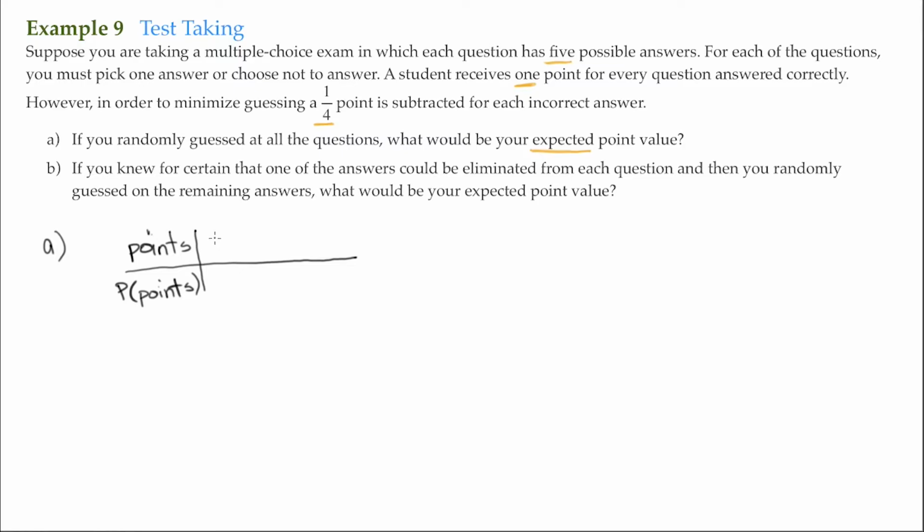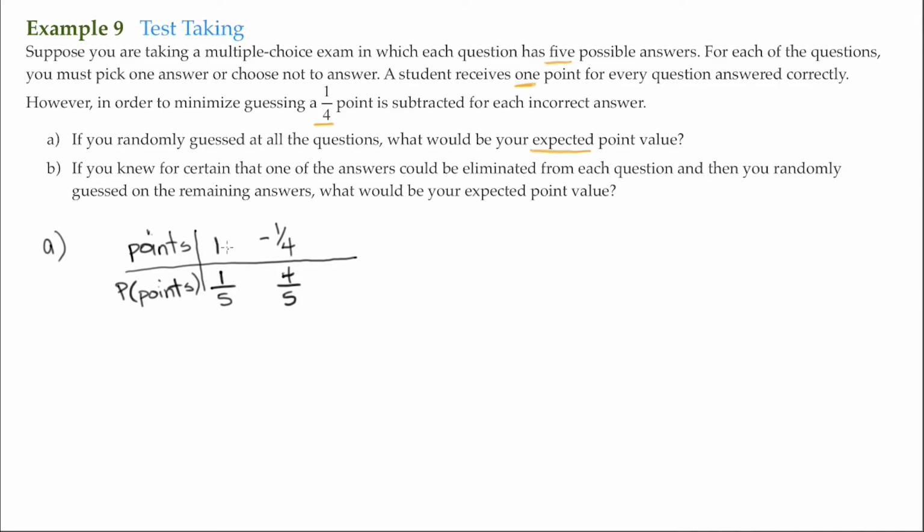You can get 1 point for a correct answer. And if you're randomly going to guess, if there are 5 possible answers, then you've got a 1 in 5 chance of getting it correct. Now, there's only 2 possible things. You're either going to get it correct or you're not. So you've got a 4 out of 5 chance of not getting it correct. And if you don't get it correct, you're going to be deducted 1/4 point. They call that a guessing penalty. They don't want you to guess. So we're going to minus 1/4 point.